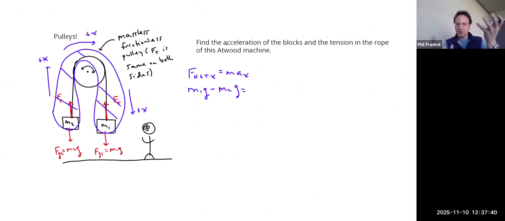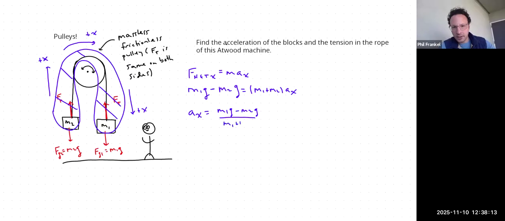Those two gravitational forces are competing to make the system accelerate in one direction or the other. And that equals the total mass of the system times the acceleration of the system. All right, so if I wanted to solve for the acceleration of the system, I could just divide each side of the equation by the sum of the masses, which is in parentheses right now on the right-hand side.